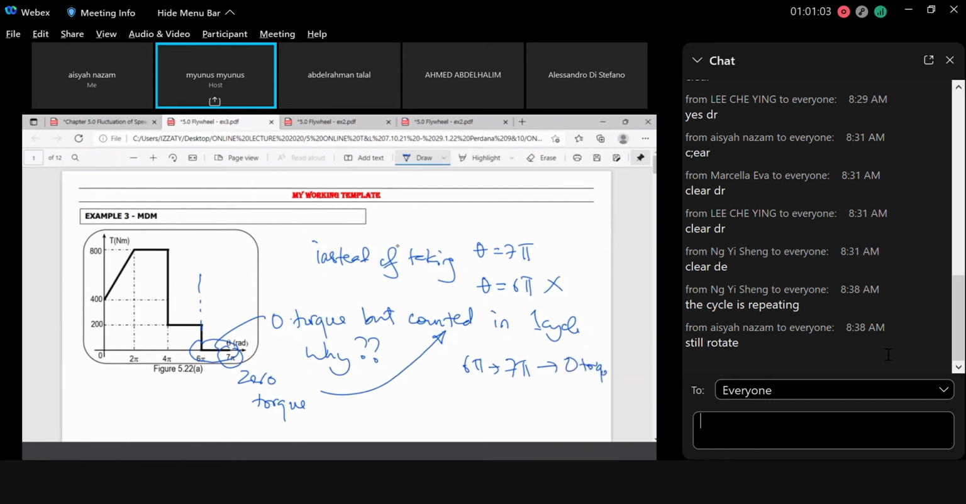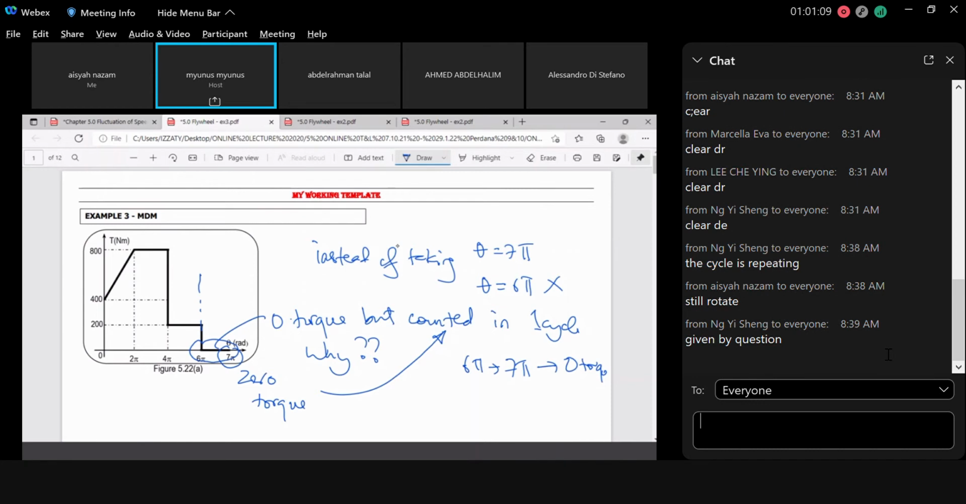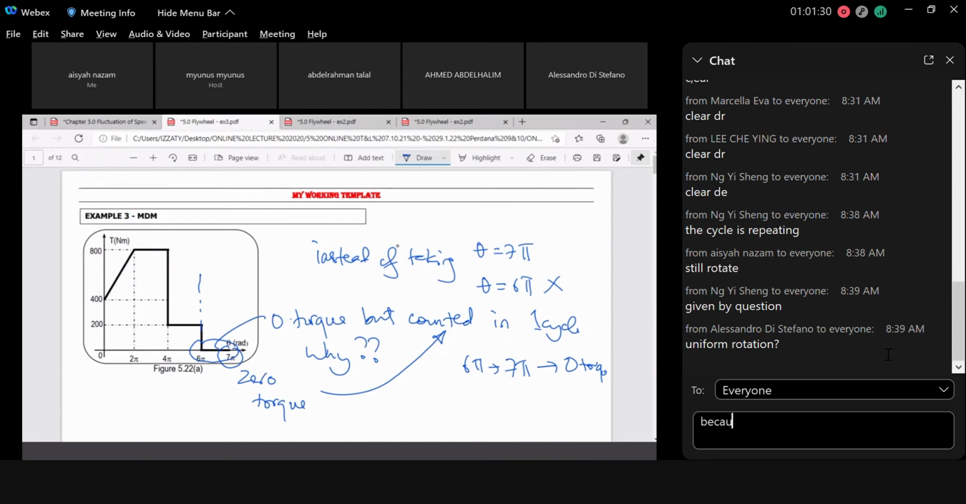So why was this one counted? Anyone? No one? You can check on your own. Why? Because many equations... this one is given by the equation. Yes, of course, it is given by the equation. But why? I'm asking why. Why is this one not counted? Sorry, but why is this one counted in 1 cycle? Why? Anyone? Uniform rotation is not correct.